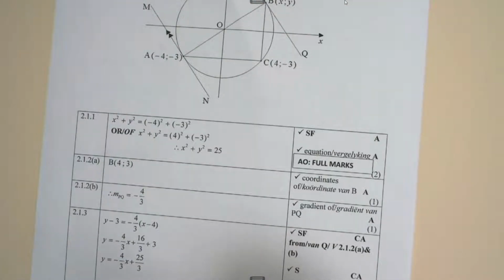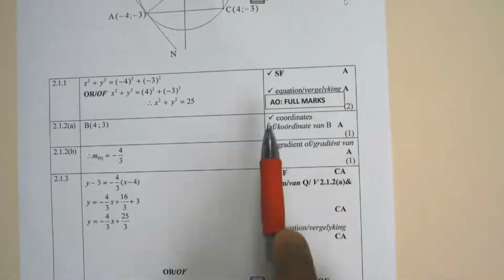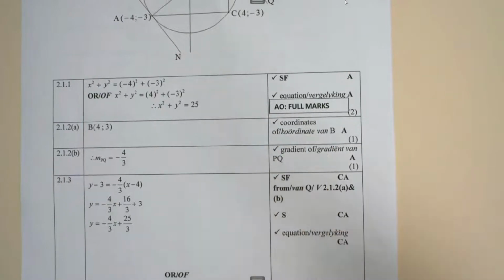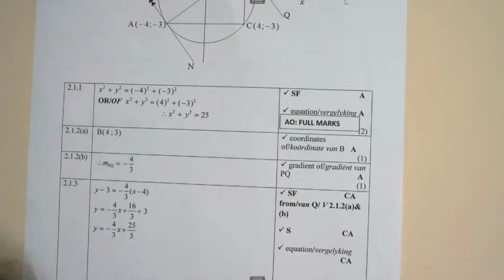Now, colleagues, as you continue, moving on to question number 2. When you look at question 2.1.1, the mark allocation there is 2 marks. And you can see written in bold capitals, AO, full marks. Answer only, full marks. Therefore, if you see the equation x squared plus y squared is equal to 25, the learner must get full marks.